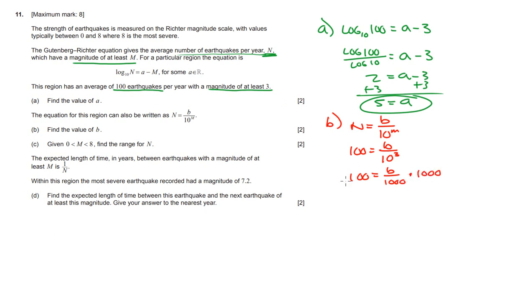Multiply both sides by 1,000, and we get that B equals a 1 with 1, 2, 3, 4, 5 zeros after it.